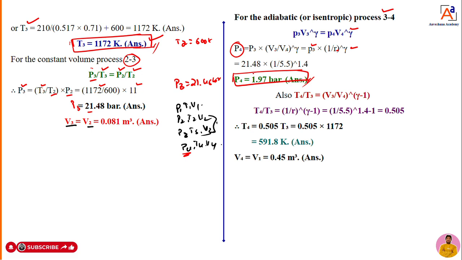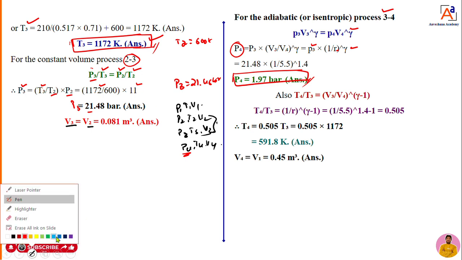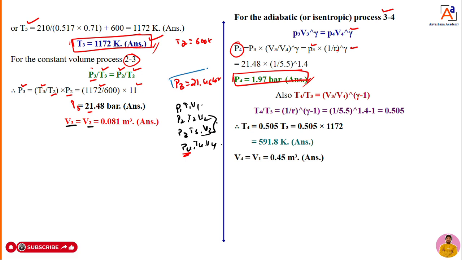are the maximum pressure and temperature. That we can see here now. What is the value of P3? Dear students, we can see here now. P3 is maximum, 21.48 bar, but here it is almost 2 bar. There is very less pressure.